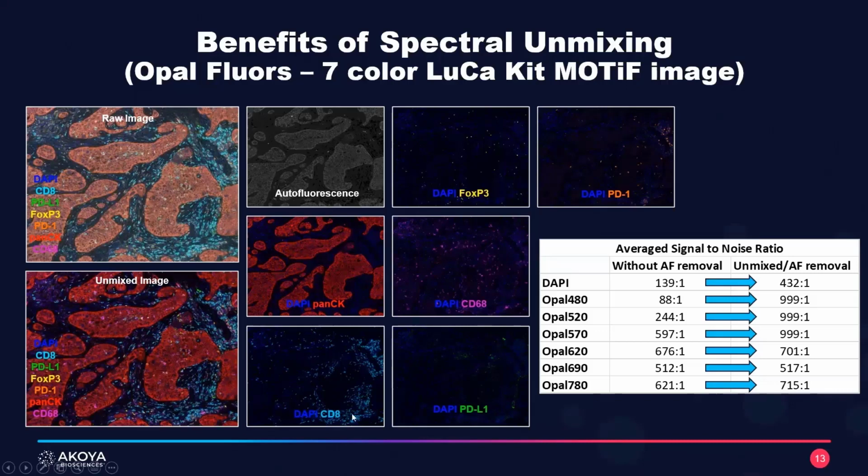Same thing if we look at CD8. You just see CD8 signal and nothing else. You can see this autofluorescence channel at the top. So all of this signal was removed from the other channels, resulting in large increases in signal to noise ratio and much cleaner images.